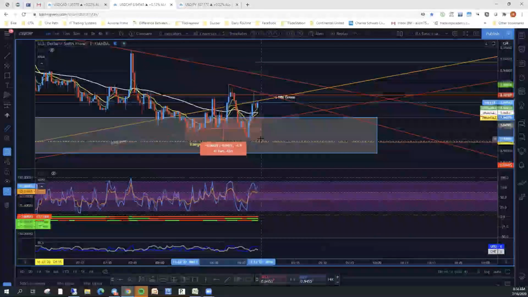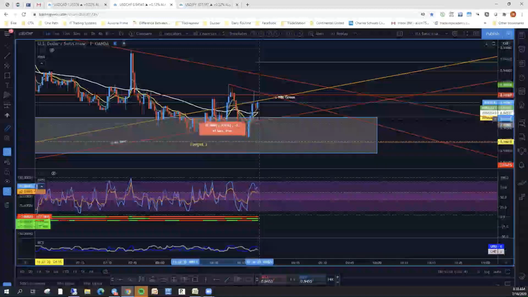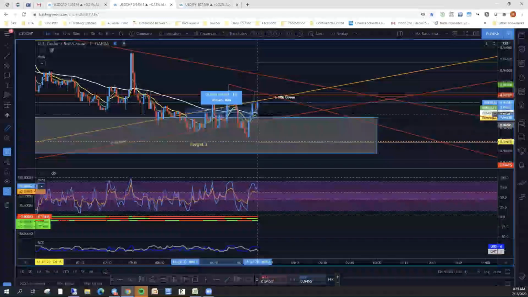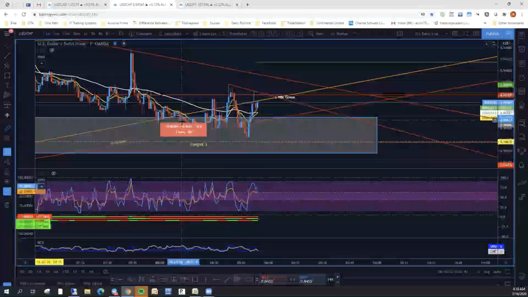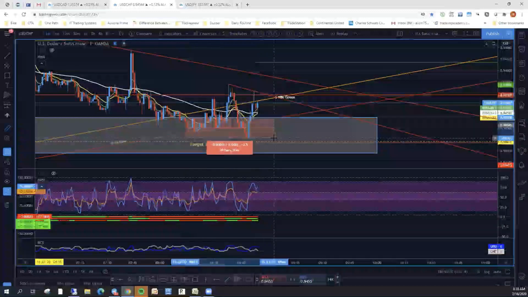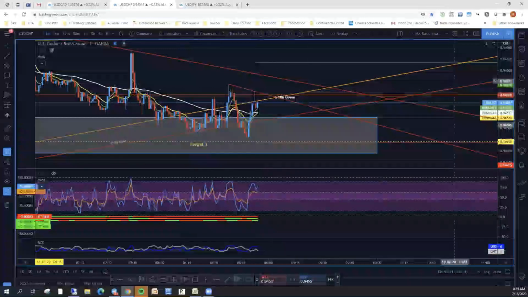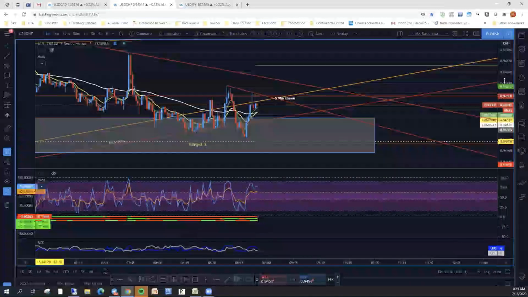Well, you can see from the time I broke the wedge and came back the second time right here, from that time period to the low, it's only gone 3.5 pips, which means it's still in a very, very tight range.